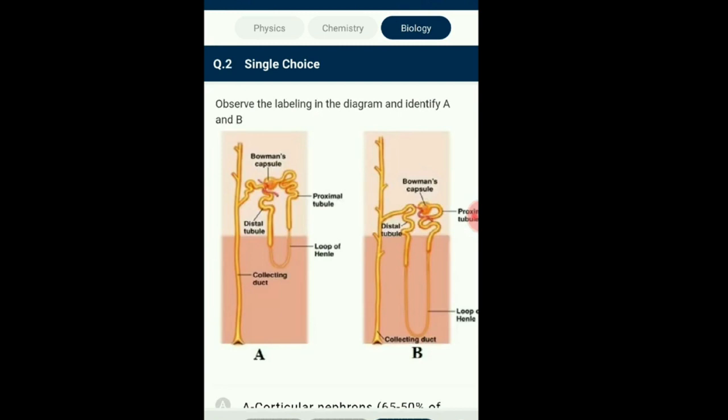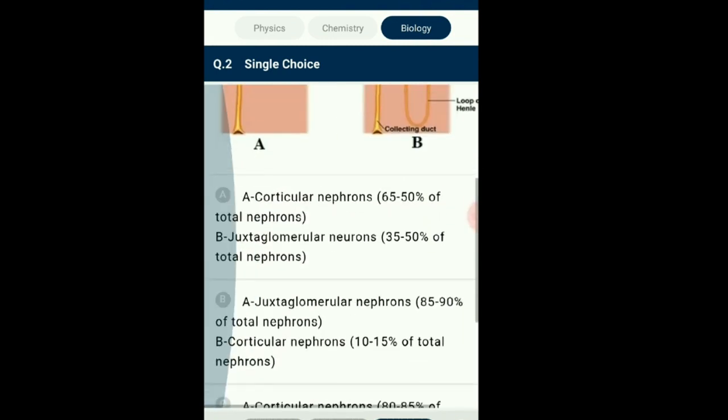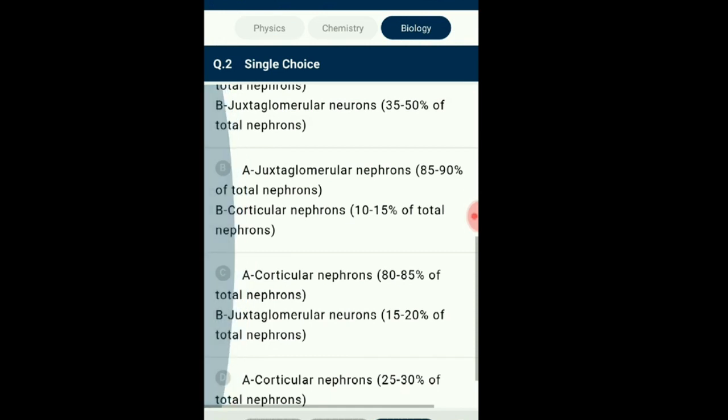Question number 2. Observe the labeling in the diagram and identify A and B. The human kidney has about 85% cortical nephrons and about 15% juxtamedullary nephrons. The cortical nephrons are highly coiled structures with the majority of the parts present in the cortex region. Juxtamedullary nephrons have a long loop of Henle which runs deep in the medulla, a well developed vasa recta, and are mainly activated during the shortage of water. So the correctly matching option is option C.